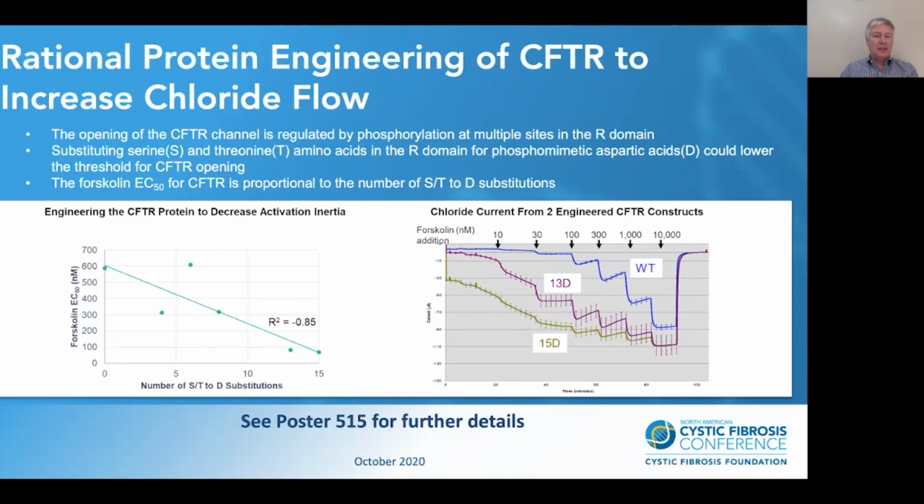On the bottom left-hand side, here we've plotted that as we increase the number of serines, threonines that we change to aspartic acid, you can see the forskolin EC50 decreases. So we're lowering that activation potential. And on the right-hand side, these are 2 examples where we have both 13 or 15 aspartic acids compared to the wild type. And as you increase that forskolin concentration, you can see wild type, it takes a larger concentration of forskolin to have that activation compared to the particular constructs where we have the phosphomimetics.